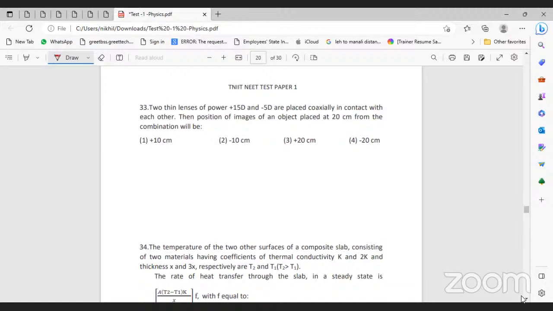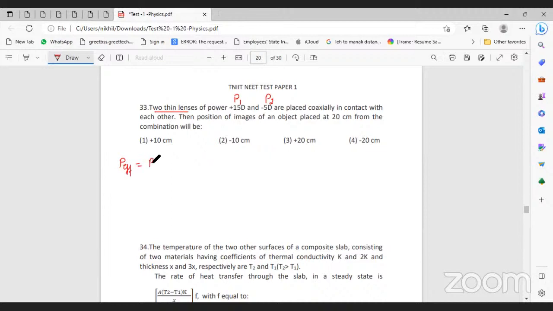Very simple problem. How many lenses are there? Two thin lenses are there. One power is 15D. The second power is minus 5D. They are placed coaxially in contact with each other. So what is the effective power?